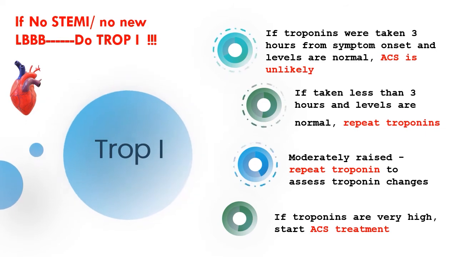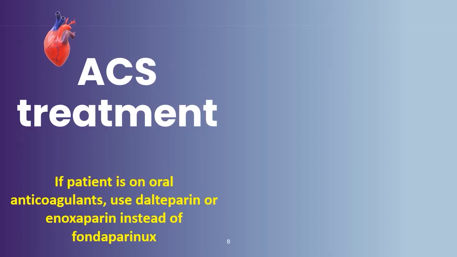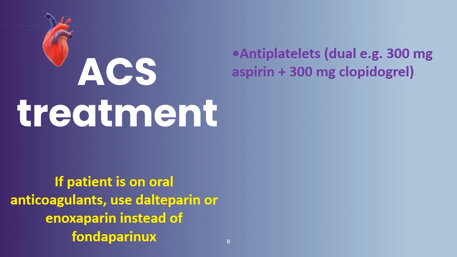Now we will see what the acute coronary syndrome treatment is. Now we will discuss the treatment of ACS. These are the basic principles of management in acute coronary syndrome. First, keep in mind dual antiplatelet therapy: 300 mg of aspirin and 300 mg of clopidogrel. And then comes your fondaparinux, if available, subcutaneously.